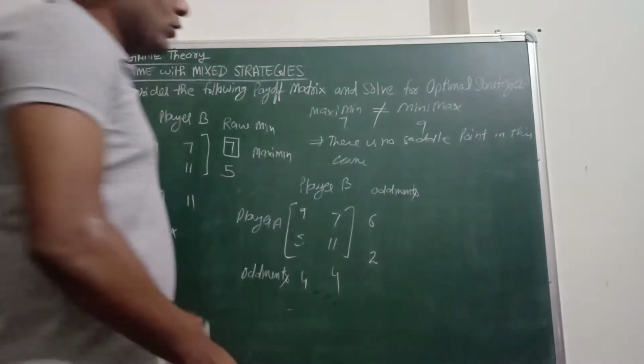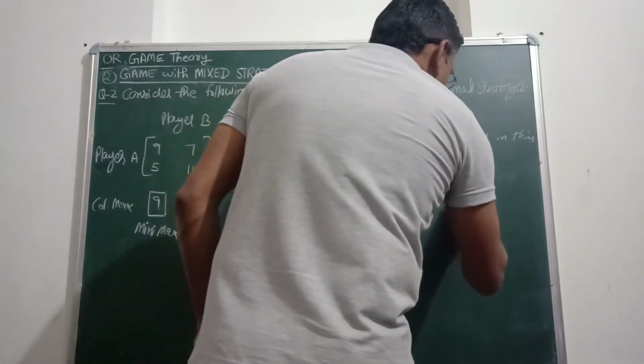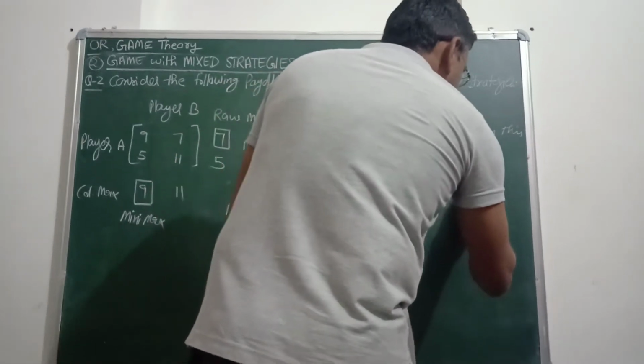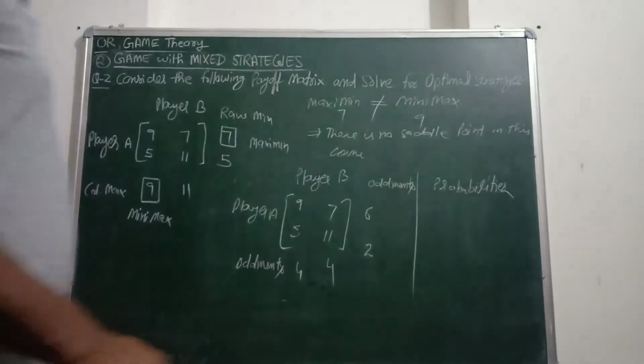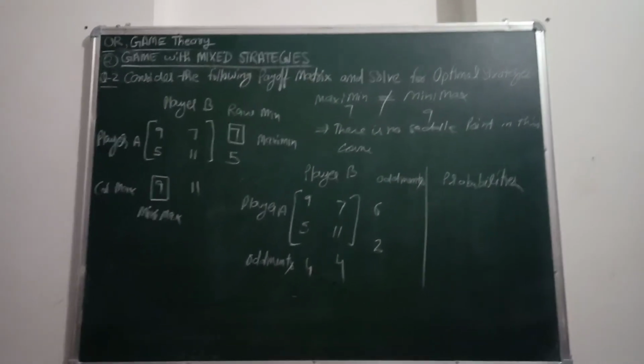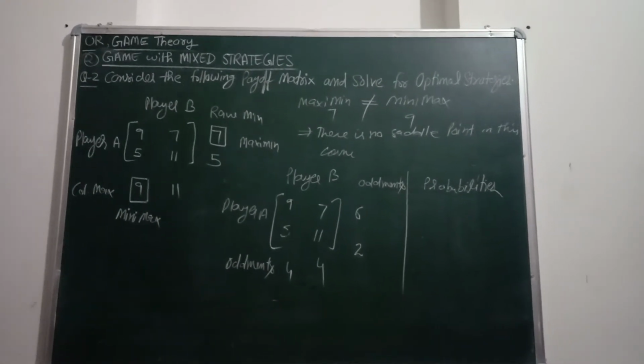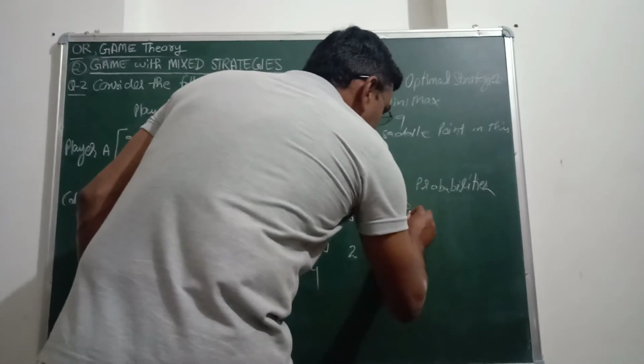Now we have to find the probabilities also, the probabilities of using the strategies. There are a number of formulas, but what you have to do is a simple step. Suppose this is P1.